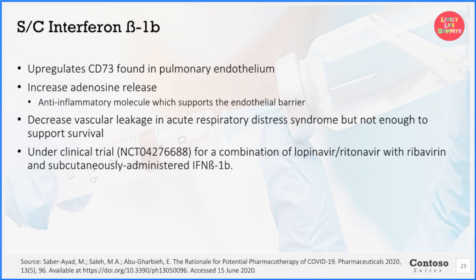Another potential treatment option is non-specific immune booster like subcutaneous interferon beta-1b. It upregulates CD73 found in pulmonary endothelium. Furthermore, it increases adenosine release. Adenosine is an anti-inflammatory molecule which supports the endothelial barrier. It also decreases vascular leakage in acute respiratory distress syndrome, but this alone is not enough to support survival. Currently, this injection is under clinical trial with the code as shown for a combination of lopinavir, ritonavir with ribavirin and subcutaneously administered interferon beta-1b. Let's wait for the results to be released.